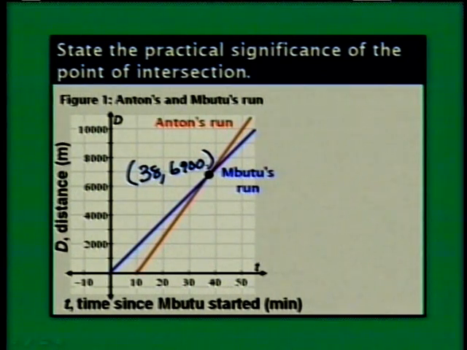What does this tell us in practical terms? Well, that point is on both lines. So the time, 38 minutes, is when both runners have run 6,900 meters.